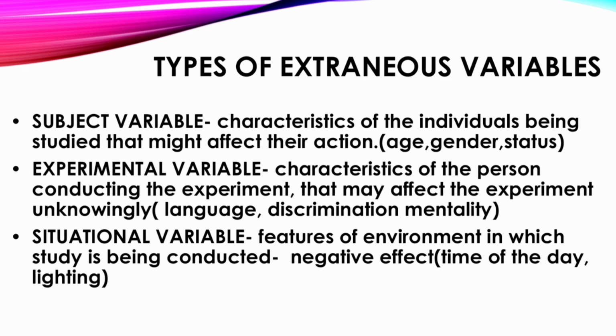Now let's see the different types of extraneous variable. The first one is subject variable. These are the characteristics of individuals that are being studied which might affect their action. For example, the age, gender, health status, mood, background, etc. Such characteristics of a person can affect the dependent variable in a study.